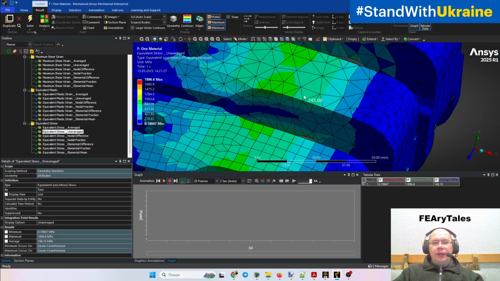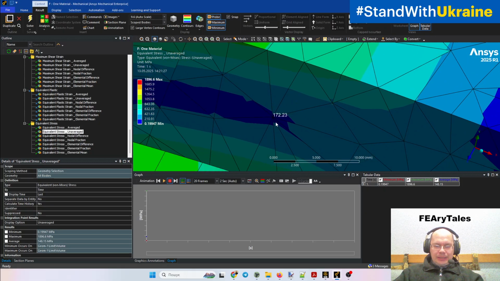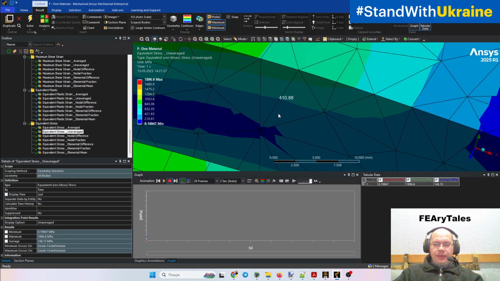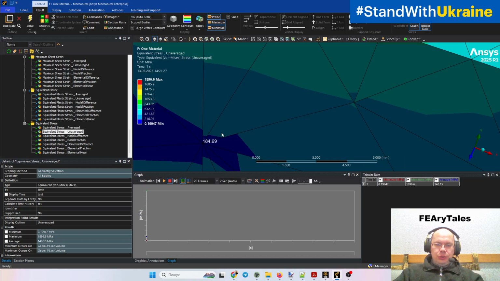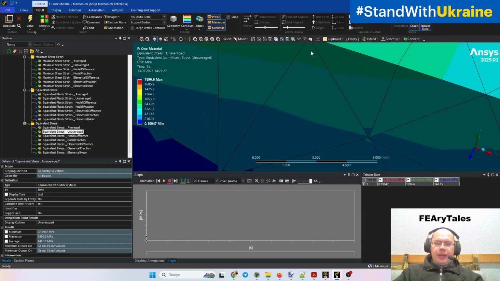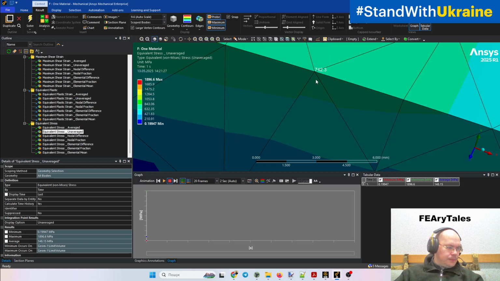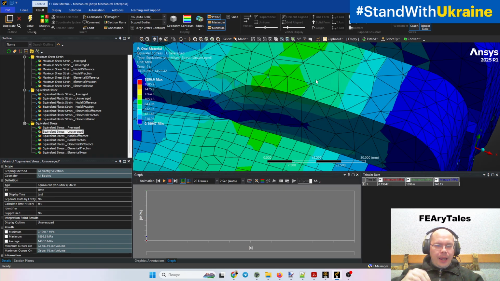And for non-linear tetra, for quadratic tetra, for second order, we can see the same situation, that during our element the stress changes. So the unaveraged result shows the whole picture of stress distribution, not averaged by the model, by the nodes, but unaveraged in any element.